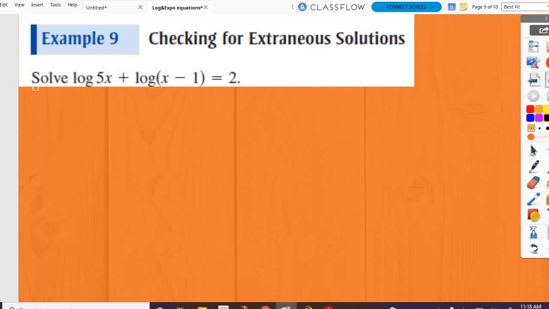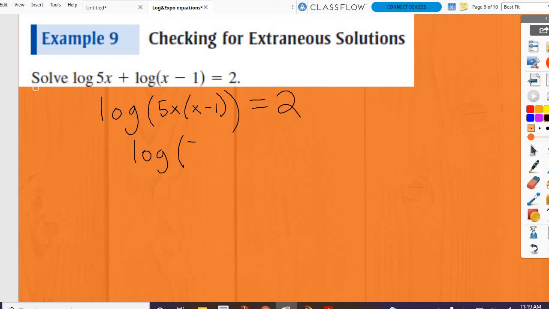How do we do that? With the product property? Yeah, with our product property. So remember that our addition between 2 logarithms can become multiplication inside of 1 logarithm. So then I'm going to go ahead and simplify the stuff that's inside of my logarithm. So we would just distribute that 5x. We get 5x squared minus 5x.